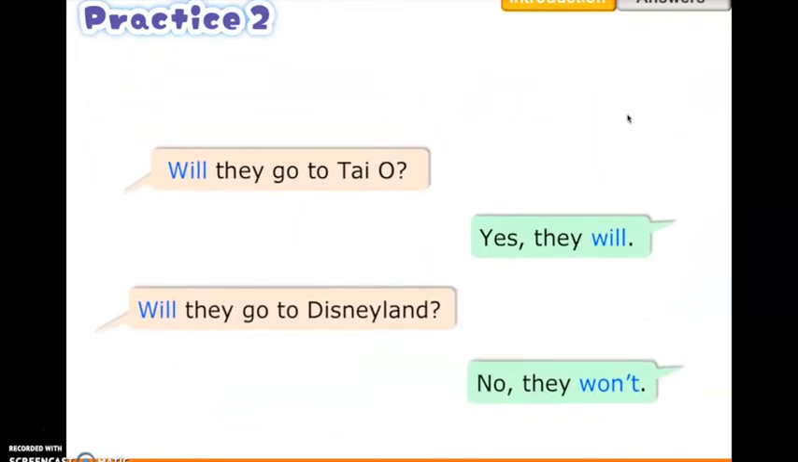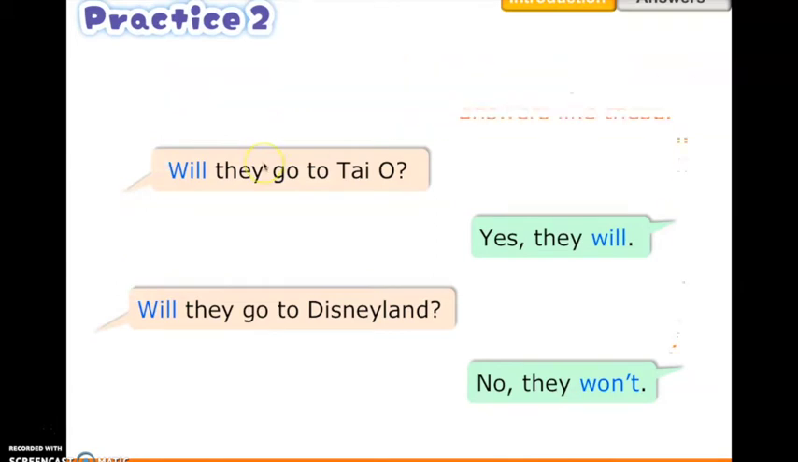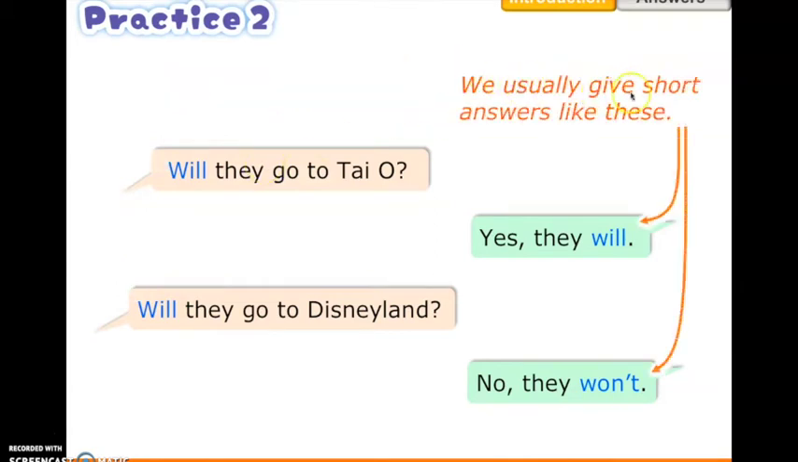This is a language structure that we have to learn. We start off with a question, will they go to Tai-O? If the answer is yes, we will say, yes, they will. If the answer is no, we will say, no, they won't. Remember, we start off with will. We can use will to ask someone whether they will do something in the future. Normally, we give short answers like these. We will not write down the full answer as yes, they will go to Tai-O. You can just say, yes, they will.